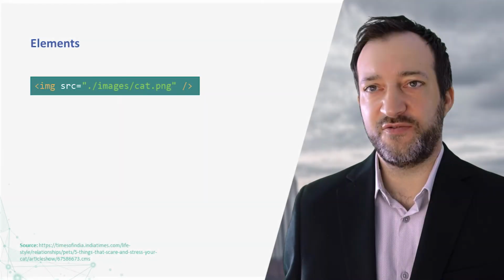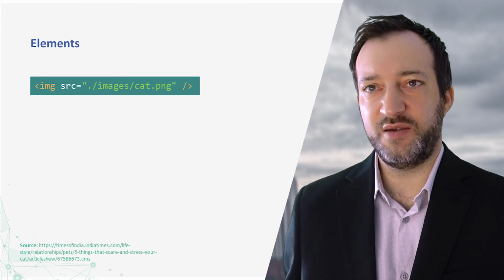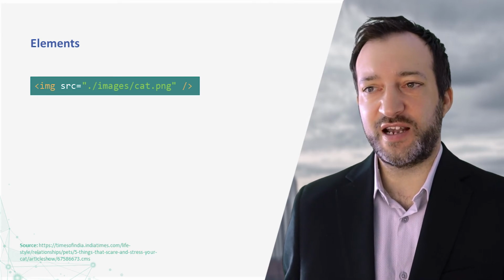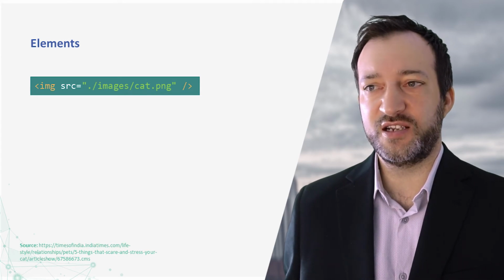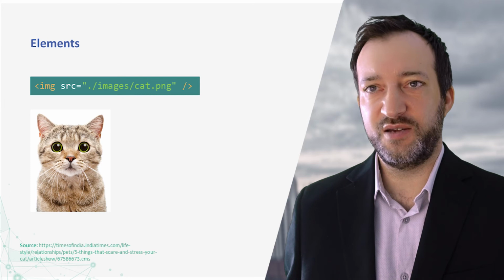Not all elements have closing tags. An example of this is the image tag that's used to display images. Here we use an attribute instead. The source attribute is used to define the location of the image. So this is in a relative folder called images, and the image is called cat.png. And if we run this in a browser, it will render the image.